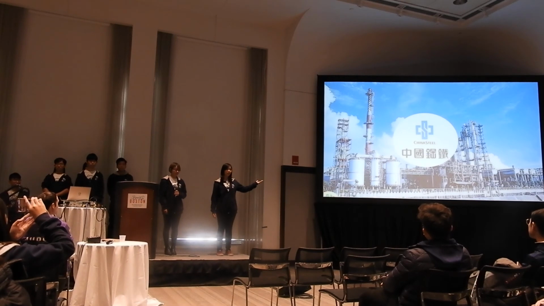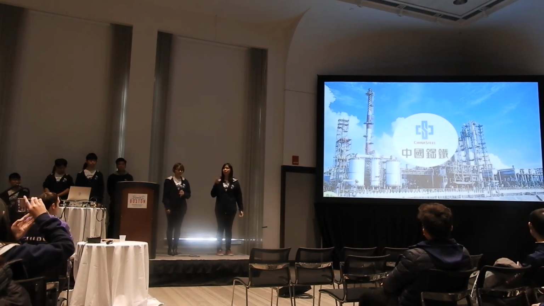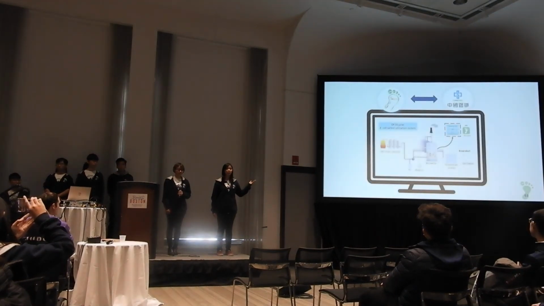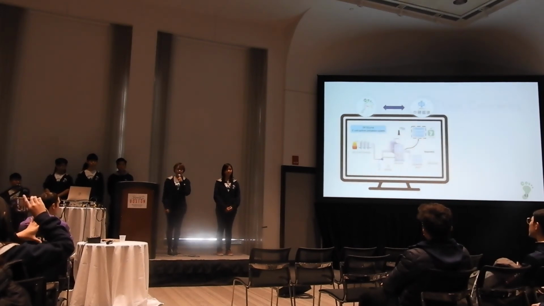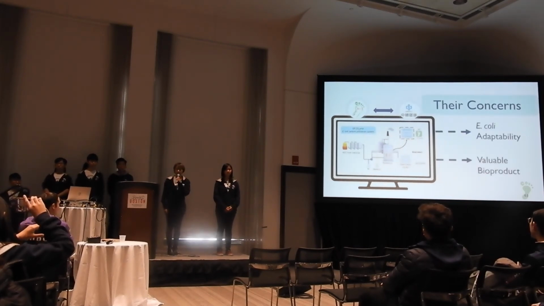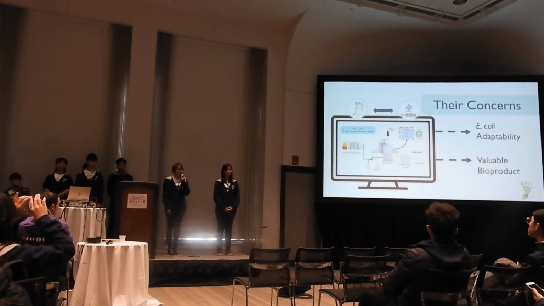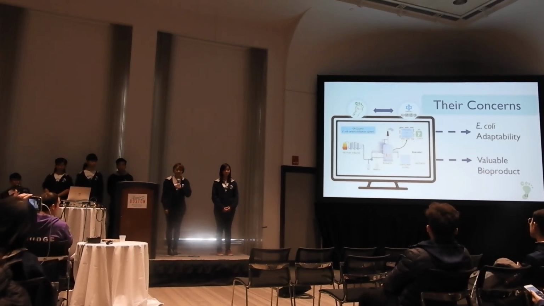China Steel Corporation is the largest steel maker in Taiwan and also one of our potential clients. We proposed the whole flowchart of our design, an E. coli carbon utilization system, to them. Their main concern was E. coli adaptability. Besides, from the industrial viewpoint, we lack a valuable product that can be converted from captured carbon dioxide.